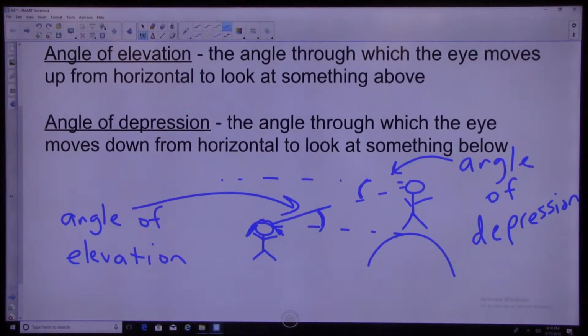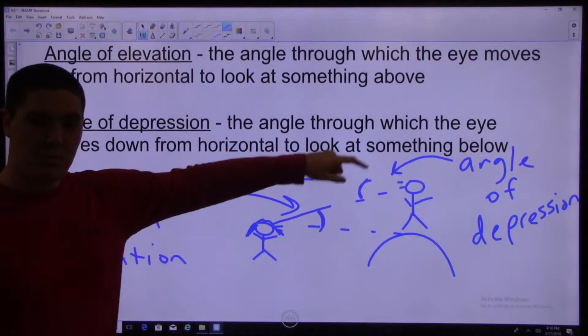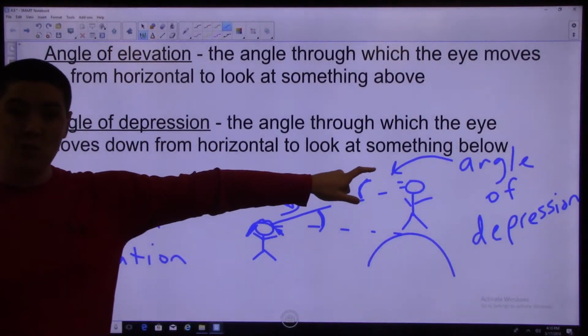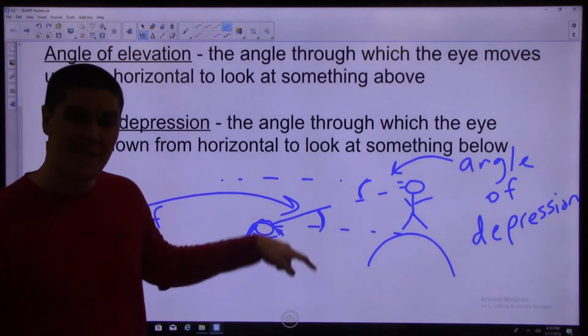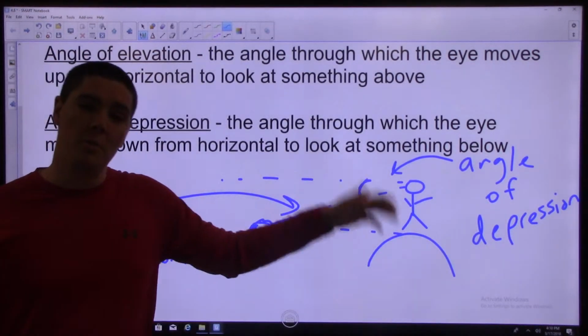Okay, so that kind of just talks about those two terms here. So what do you notice about these two angles though? All right, so one thing, essentially those angles are going to be the same. Now I don't know if you remember from geometry, but these are going to be alternate interior angles. So therefore they're going to be congruent. So the only difference is she's looking up, he's looking down.